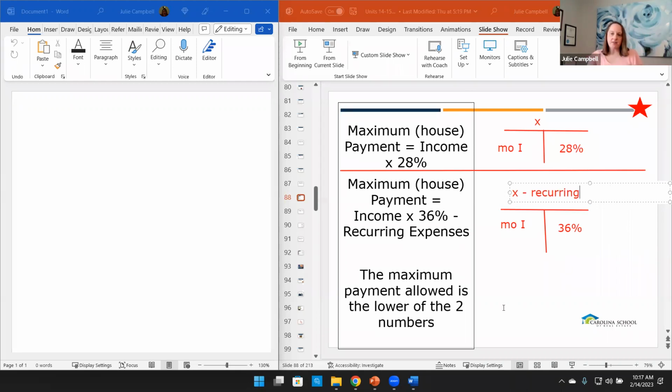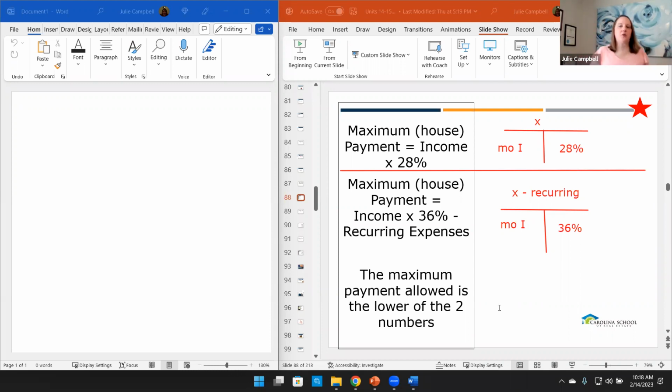Because by solving for X and then deducting the recurring, that allows the lender to look at housing expenses versus housing expenses. What does the lender care about? The lender cares about their money. So when we talk about expenses, when we talk about maximum payment, through the eyes of the lender, what we care about, and in order to do a true side-by-side comparison, once we solve that 36%, once we have that X, then we're going to deduct the recurring expenses.